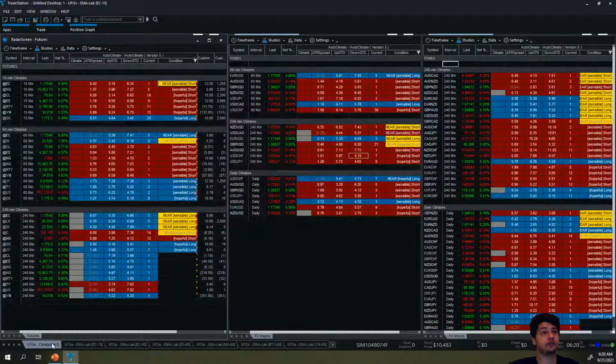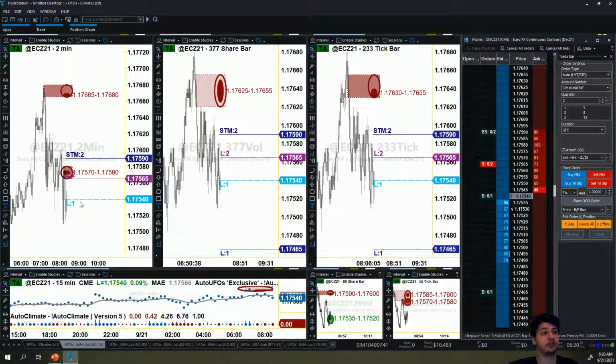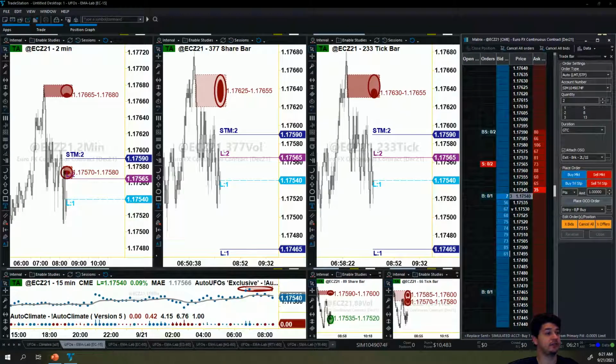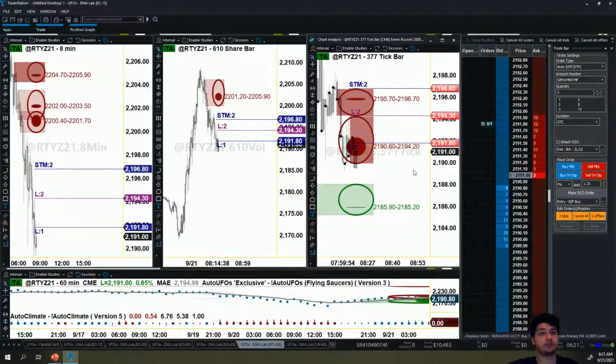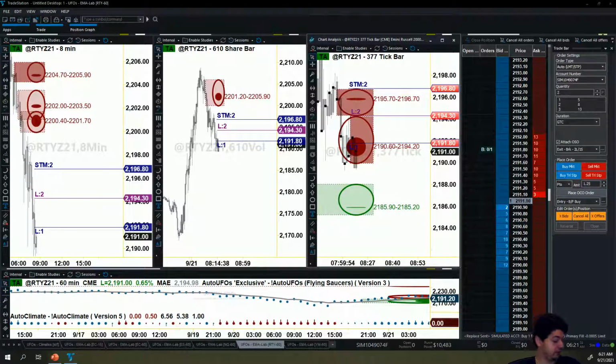Anything else on the climates here? Nothing else. Unconfirmed. Come on, euro. Sorry, but we pretty much got nothing else to do here except for this stuff to check it out. Let's see what's going to happen. Couple of ticks away. Still the Russell. Okay, new UFO has formed, 2194.9. So no, our entry is still the valid UFO.